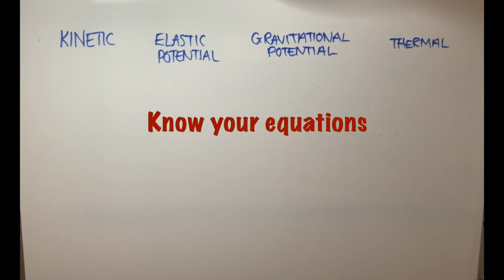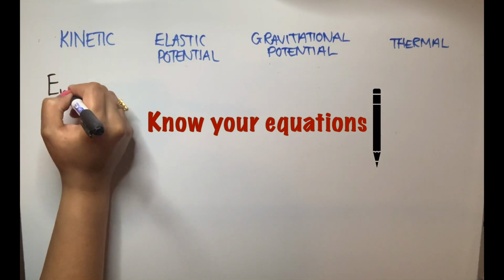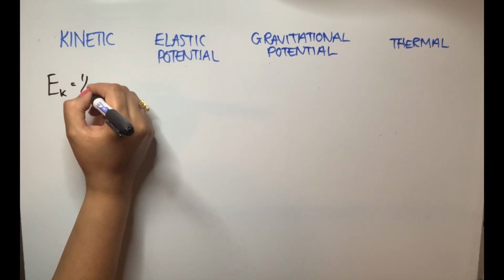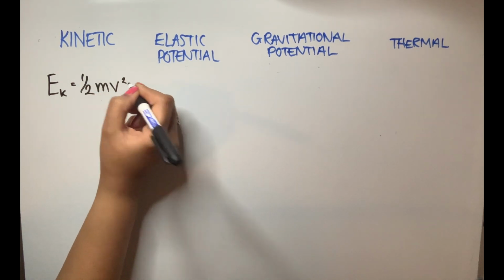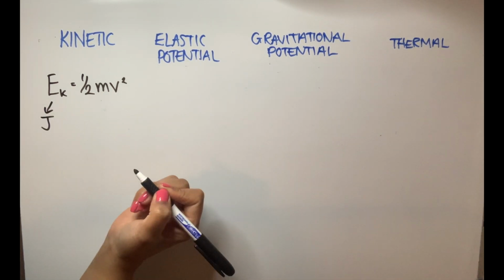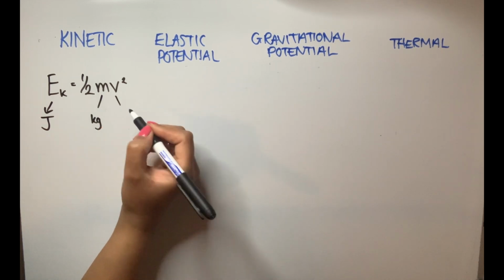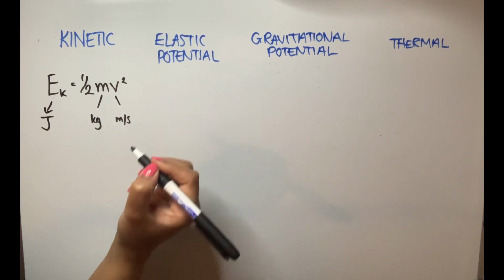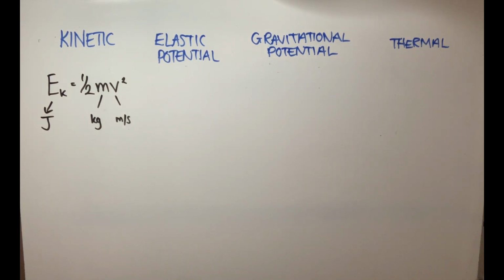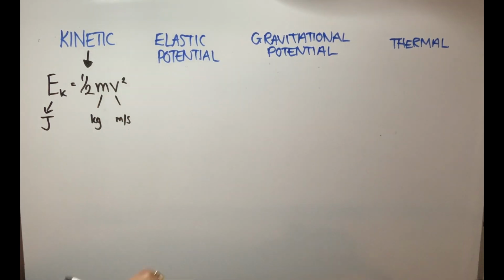Now let's have a quick look at the equations that we would need to do with some of these energy stores. First of all, let's start off with kinetic energy. So kinetic energy is EK, and the equation we need to know is 1/2 mv squared. Energy is always measured in joules, mass is measured in kilograms, and velocity is measured in meters per second, and that's how quickly an object is moving. So that's the equation for kinetic energy. Make sure that you learn this.